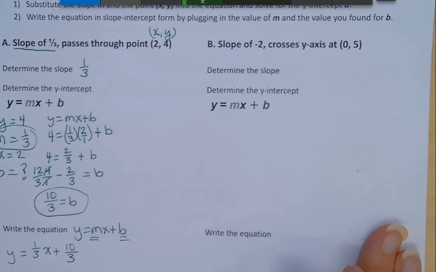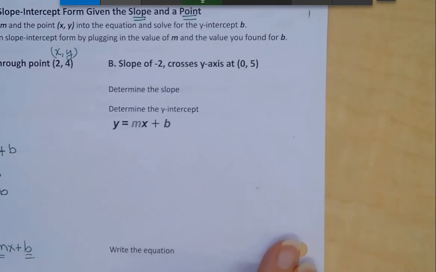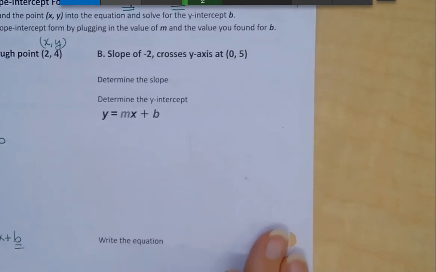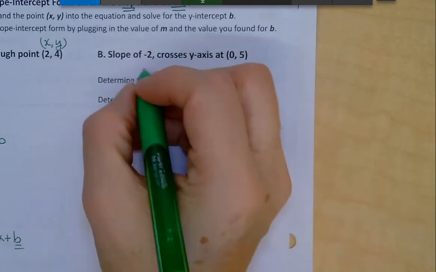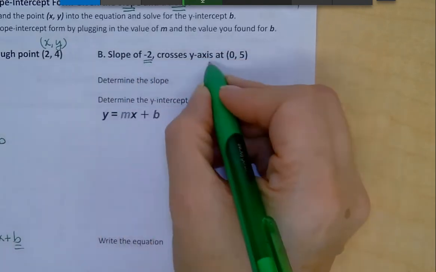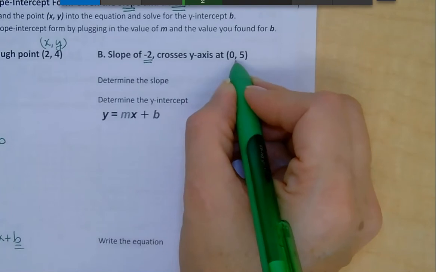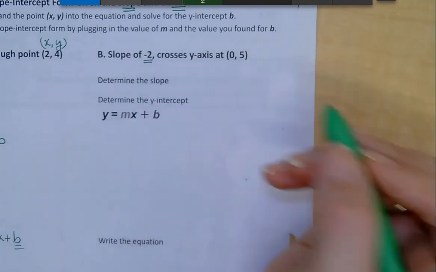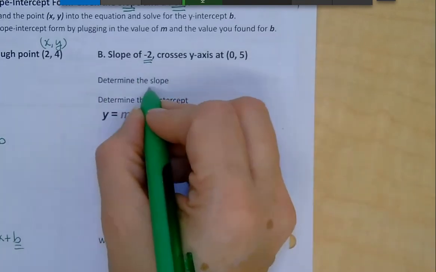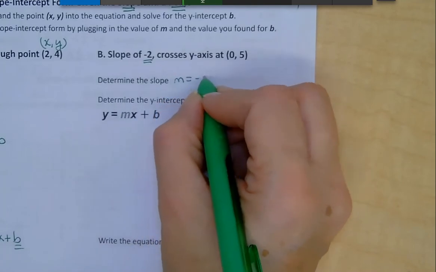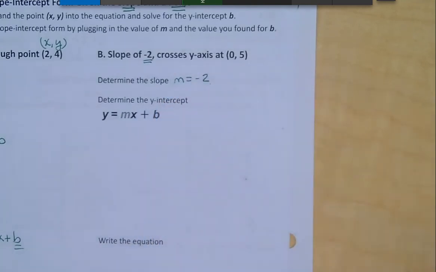All right, we're going to move on over here to part B. Same basic procedure. They tell me I have a slope of -2 that crosses the y-axis at (0, 5). So I have a point and I have a slope. Determine the slope. Well, m equals -2. I know because they told me in the problem.